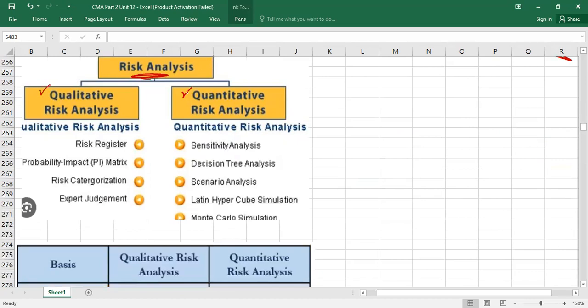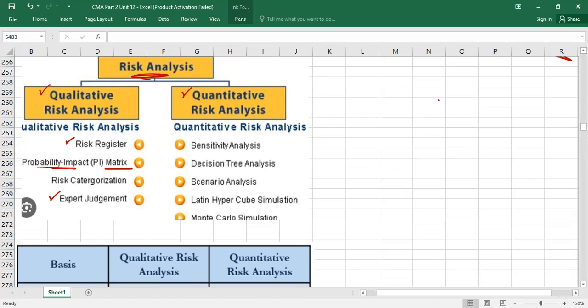In a qualitative way, for example, we may have a risk register. It is kind of a document actually. Okay, we can use that, or maybe we can use expert judgment also. This is qualitative. Maybe we can use a probability impact matrix also. It's just the names I'm telling you, right? So that is qualitative risk assessment.